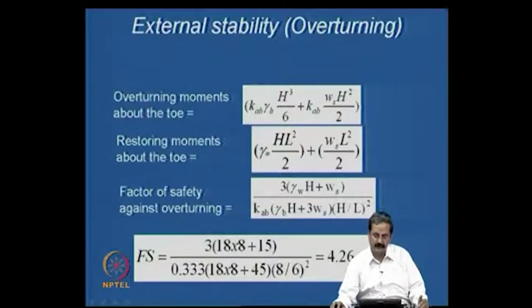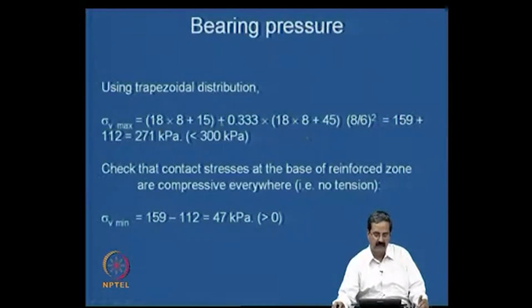overturning moment. Then we also check the bearing pressure distribution, and we see that the bearing pressure imposed because of the RE wall construction is about 271, and it's less than the bearing pressure of the soil. So you can even calculate, if you assume a trapezoidal distribution, the maximum and minimum pressures, and we also see that there is no tension developed, where the minimum stress is more than 0.